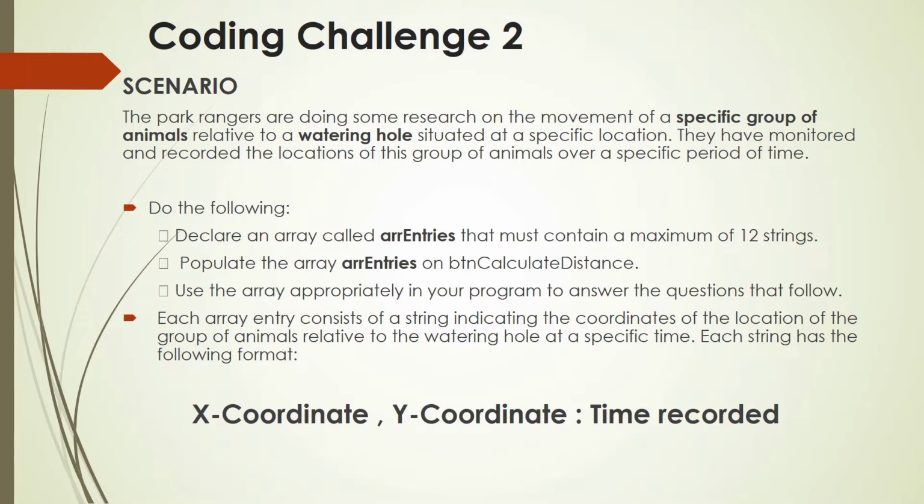Each array entry consists of a string indicating the coordinates of the location of the group of animals relative to the watering hole at a specific time. Each string has the following format. So each cell of the array has a string value, and each string value has an x coordinate followed by a comma, the y coordinate followed by a colon, and the time recorded.